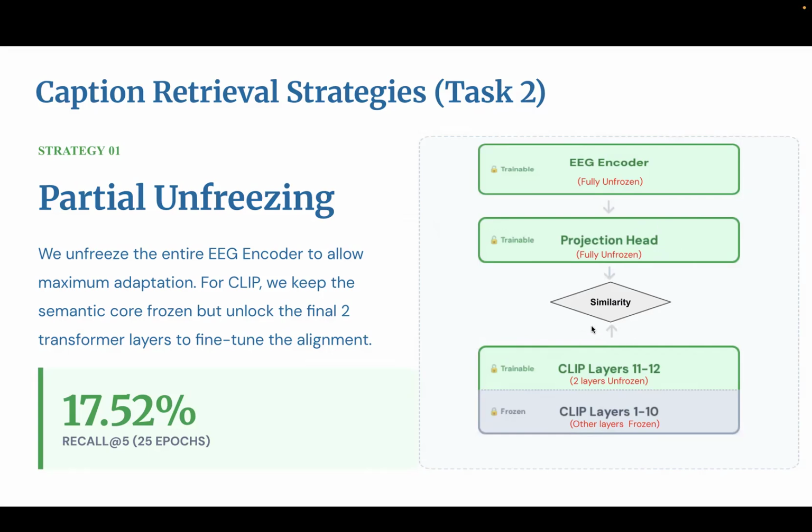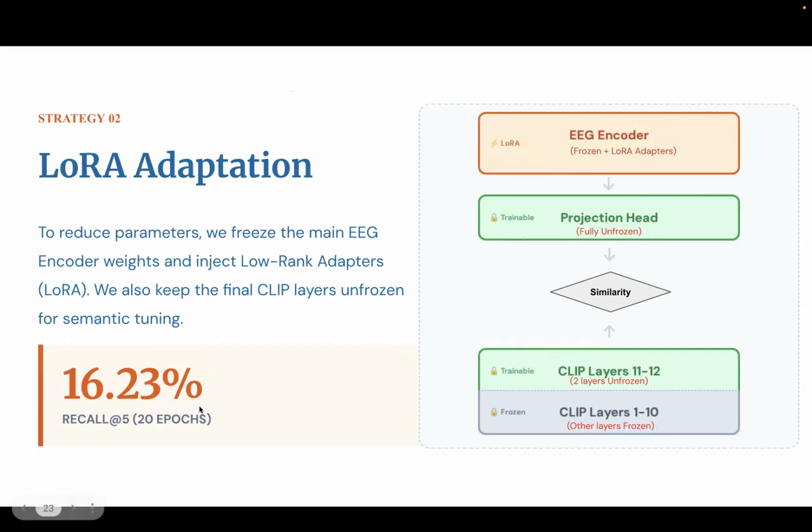That created a similarity score, and we were getting a recall at 5 of around 17.52%. Then, looking at a second strategy, we used LoRA adaptation. We tried to inject LoRA in our backbone, that is the EEG encoder, and everything else was kept the same as the previous strategy. Using that, we trained for fewer epochs, but we got a recall at 5 of around 16.23%.